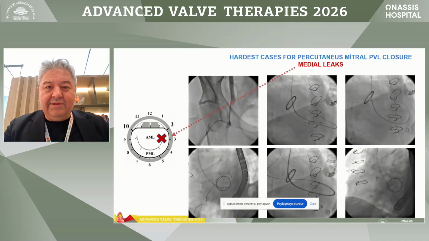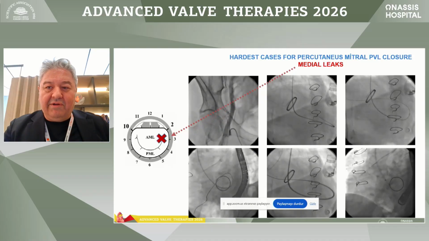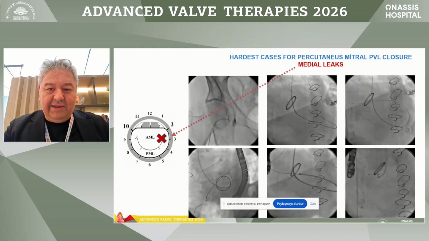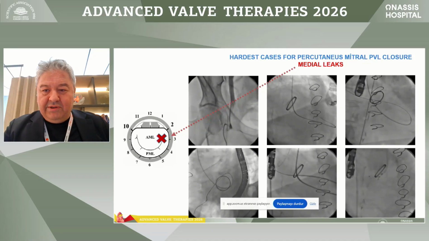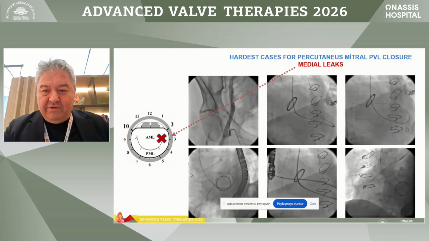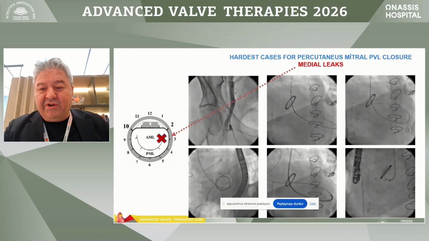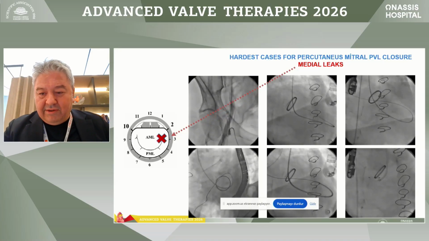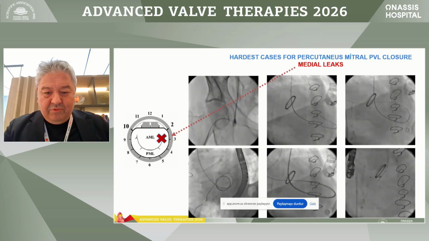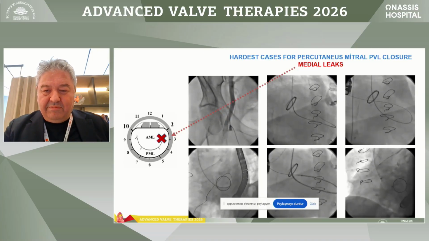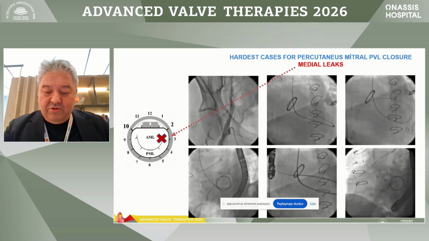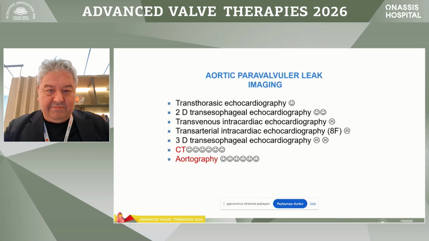As you see, the hardest cases for percutaneous mitral paravalvular leak closure are the medial leaks, but with this loop and curve maneuver, we can easily cross the medial leak and create an arteriovenous wire loop or not, and we can put the Amplatzer Vascular Plug device, especially with the usage of the longer delivery system.